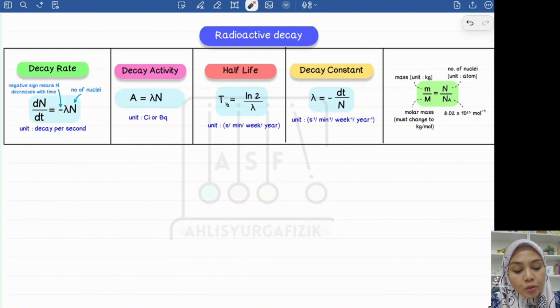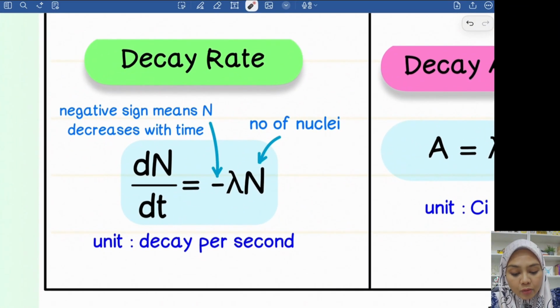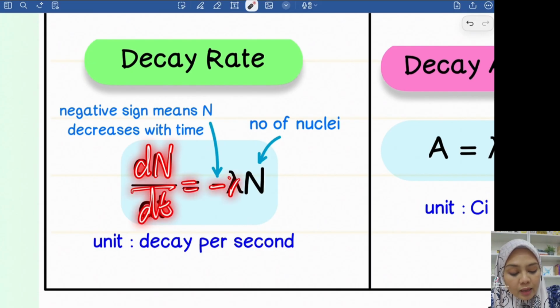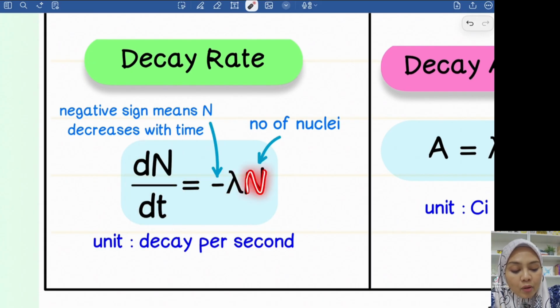Now let's go deeper into radioactive decay. It doesn't matter if it's alpha, beta, or gamma decay. We just want to go to the radioactive decay itself. So we have 1, 2, 3, 4, and 5 equations. Let's go deeper. The first one is the decay rate. Now decay rate is dN/dt equals negative lambda N. N is the number of nuclei.